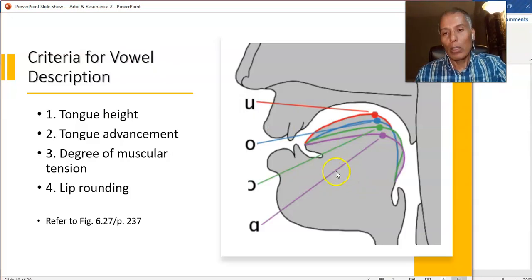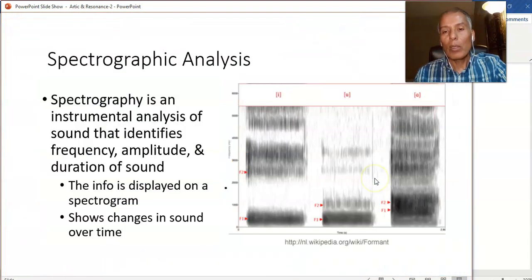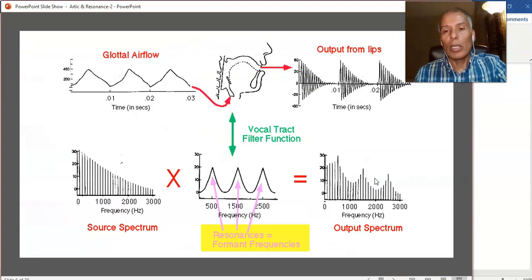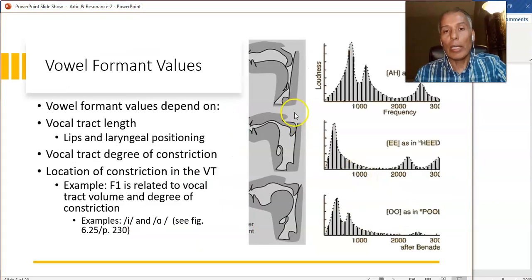The tongue, if you look here, so E, see where the tongue is? The tongue is front and it is high. We do the height first and then the advancement. So E is a high, front vowel. The A is a low, back vowel. U is high and back because the tongue is high.